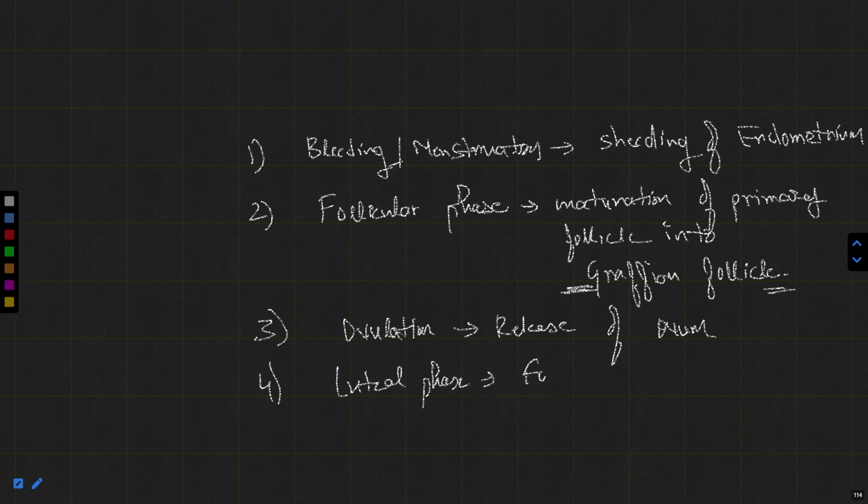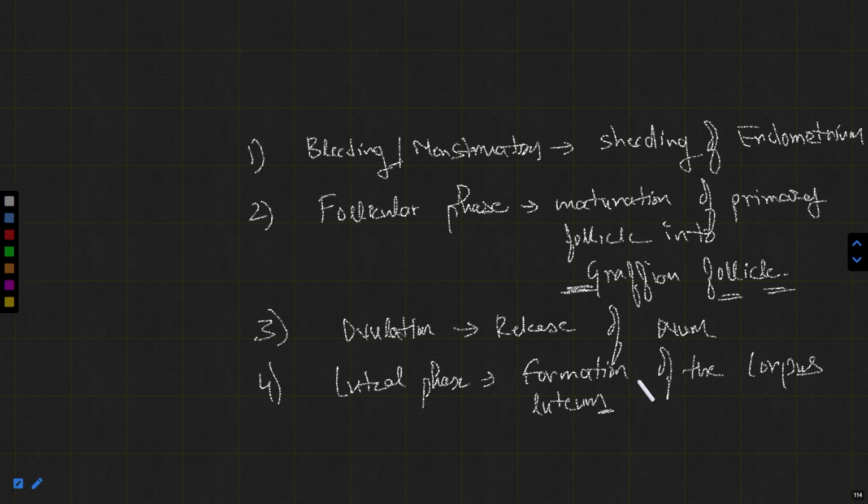So here what happens? There is the formation of the corpus luteum. This corpus luteum is formed from the remnant of the Graafian follicle after the release of the ovum. Clear? Then this corpus luteum secretes the hormones, progesterone and estrogen. Progesterone helps to maintain the endometrium lining. And if there is no fertilization, then the corpus luteum will degenerate.